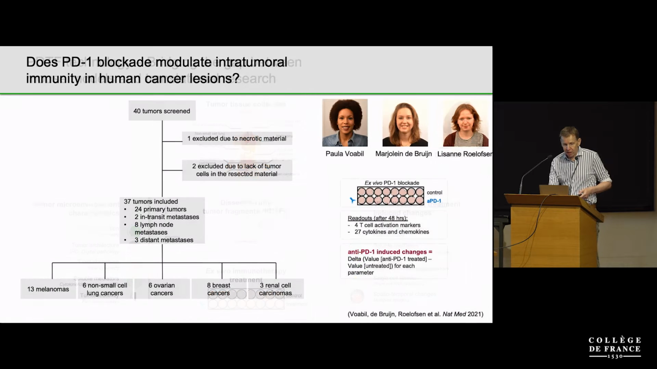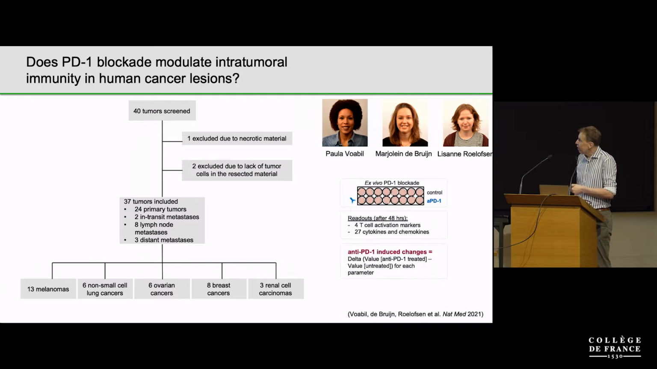So in the first study that was led by Paula Voe, Bill Marilyn de Bruin, and Lisanne Roelofsen, we asked the question, does PD-1 blockade modulate intratumoral immunity in human cancer lesions? And this was particularly inspired by the work that had led to the suggestion that much of the activity of anti-PD-1 could occur outside of the tumor bed, inside the lymph nodes.